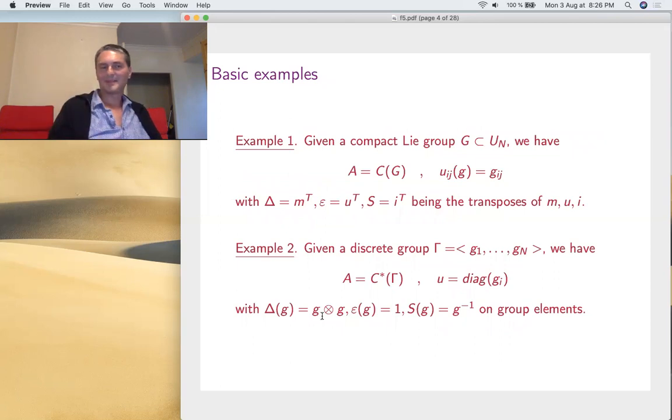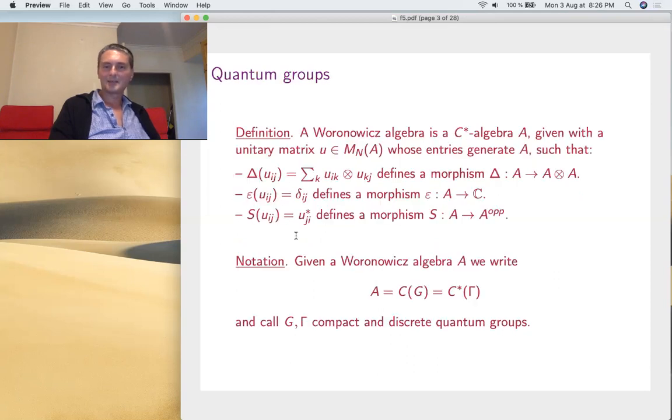Okay, so that's it. It's a unitary group representation if you want. So it exists, and same for epsilon, that's the formula that you need. And S is just the inverse. So all these things exist. The remark is that, as you see, it's not really a morphism. This is an anti-morphism. So that's why in the axioms here you have to put the opposite algebra.